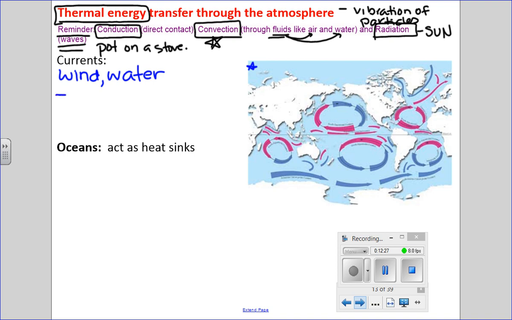Now, some of the currents are cold. Notice all of these spots that have a blue arrow. Those are cold currents. And if you look at what's happening, cold currents are generally going from somewhere that's polar, either at the top or at the bottom, towards the equator.